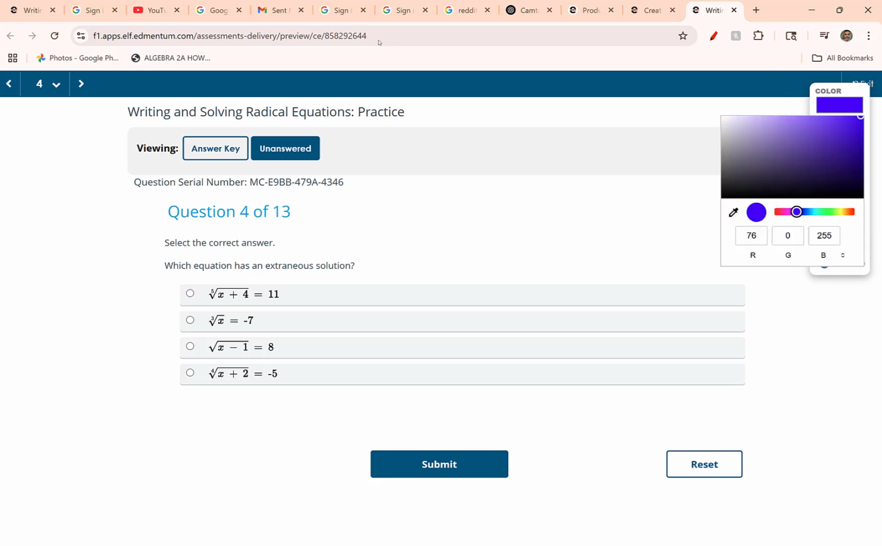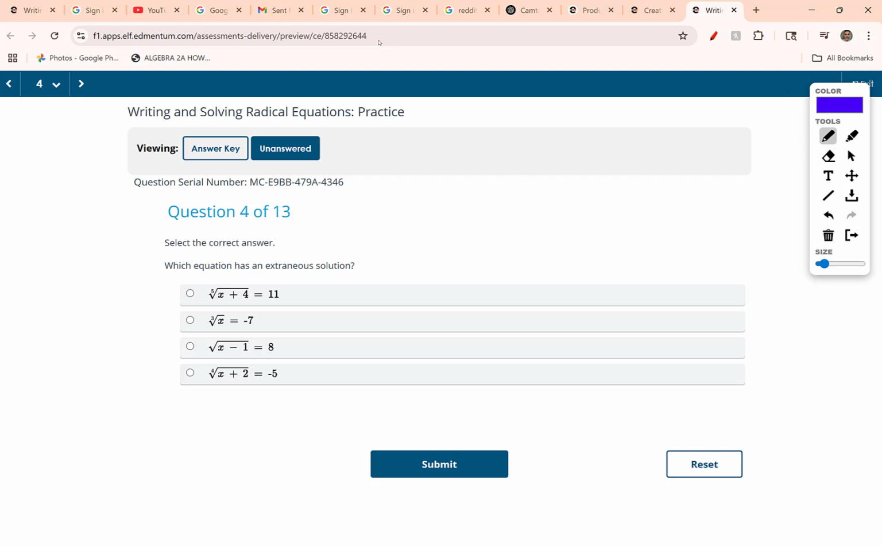So what I'm going to do is I'm actually going to focus on that last one because two things. It has an even number root and it has a negative 5 on the right hand side. So that's a big giveaway. But let's go ahead and check it. So I'm going to rewrite the problem here. It's the fourth root of x plus 2 equals negative 5.